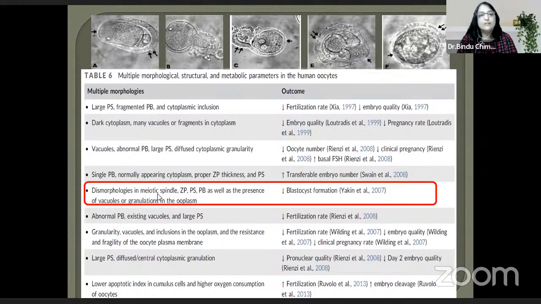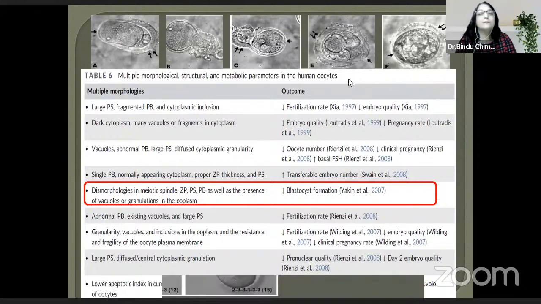So dysmorphologies in the meiotic spindle, the zona pellucida, the perivitelline space, polar body, as well as presence of vacuoles or granulation in the ooplasm, all this lead to a poor quality of embryo and reduced blastocyst formation rate, if at all. And if at all the blastocyst is formed, then the pregnancy outcomes are not promising. So multifactorial parameters greatly hamper the blastocyst formation rate.